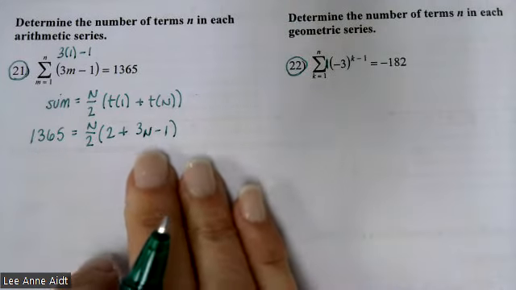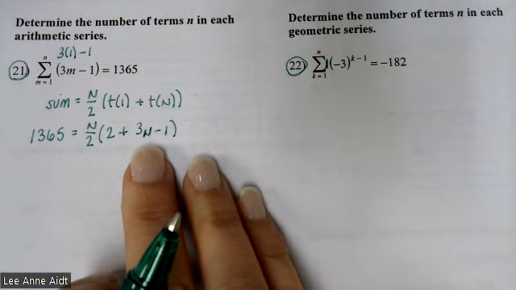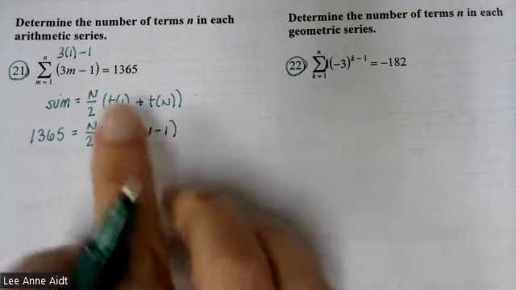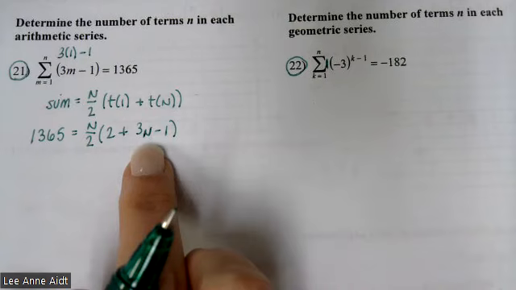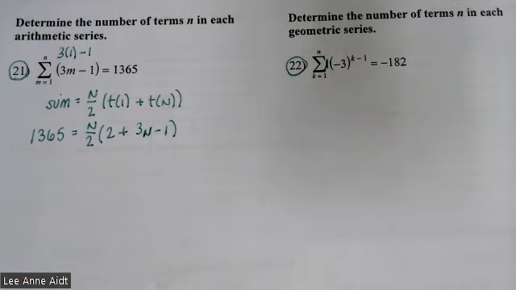You might recognize this as the type where you have to plug the equation in for t of n. And luckily, they gave you the equation. You just have to make sure to use n because you have to use the same letter. Okay.